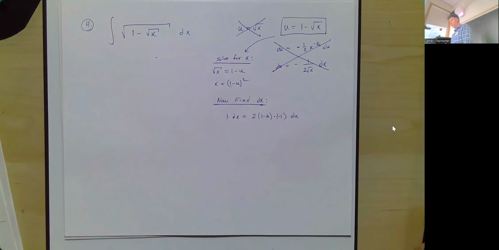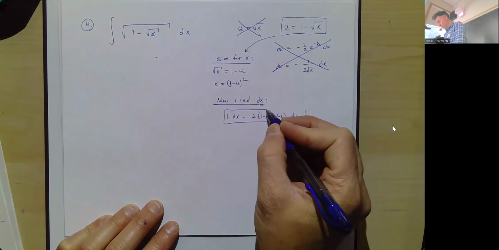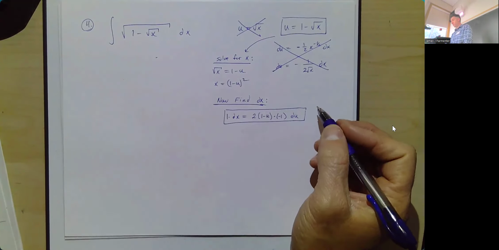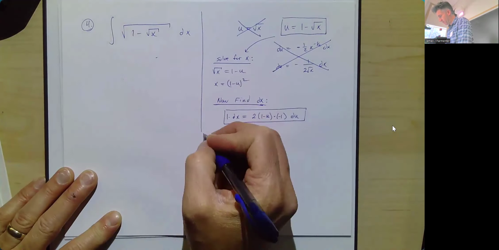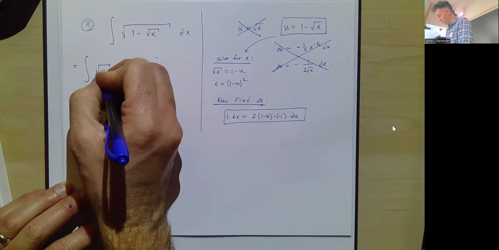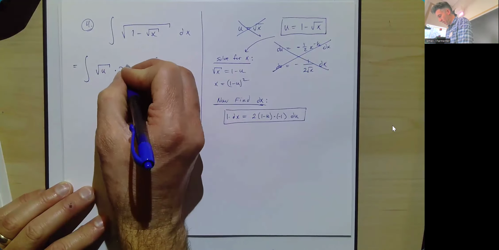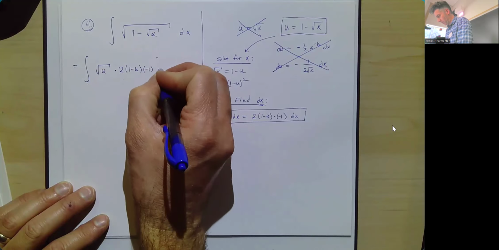Now I have all the pieces I need to rewrite that integral that was in terms of x in terms of u. So we're going to rewrite this as the integral of the square root of u times 2 times 1 minus u times -1 du.